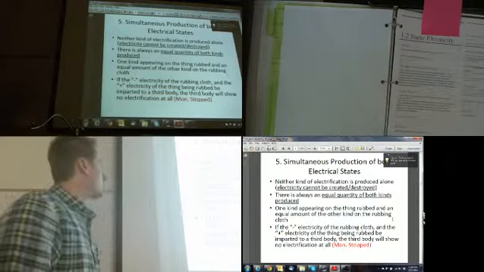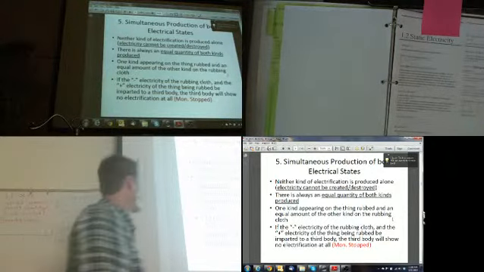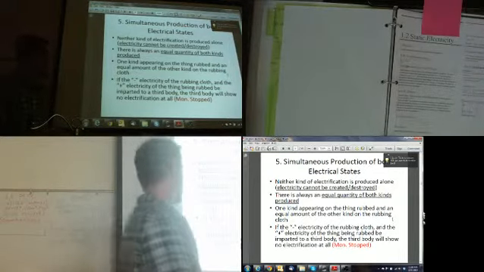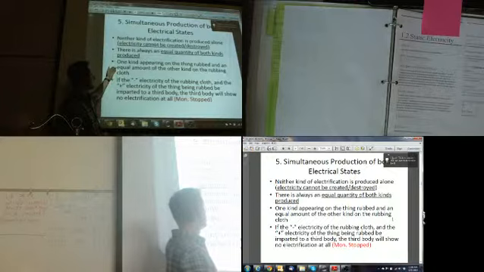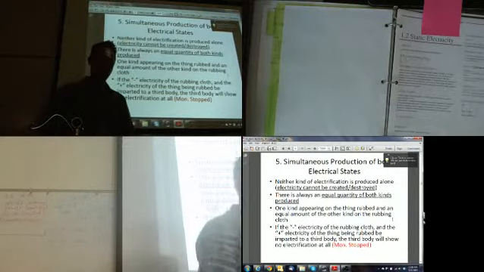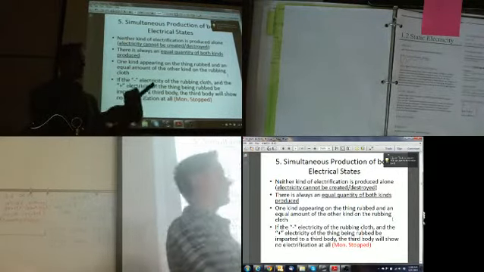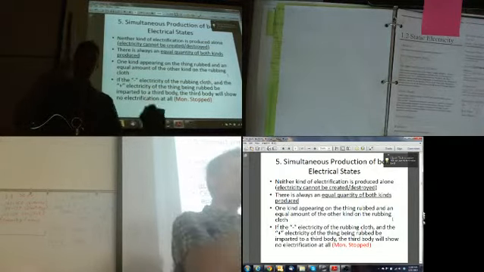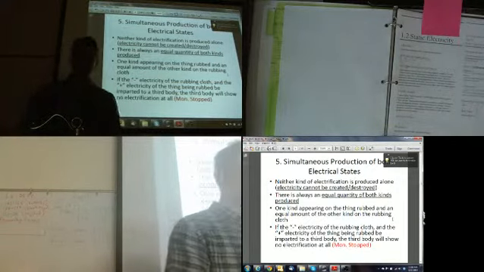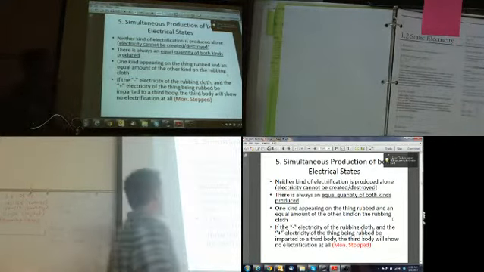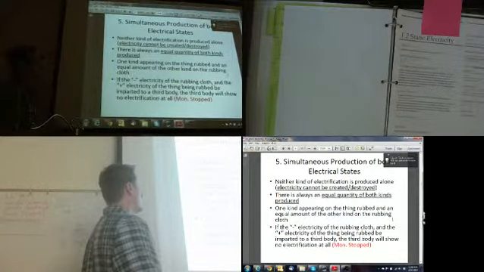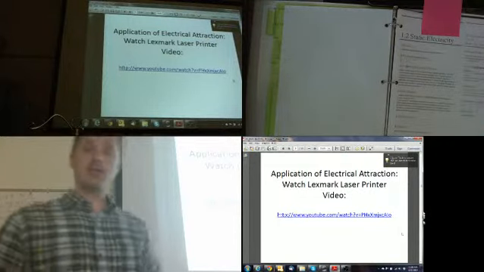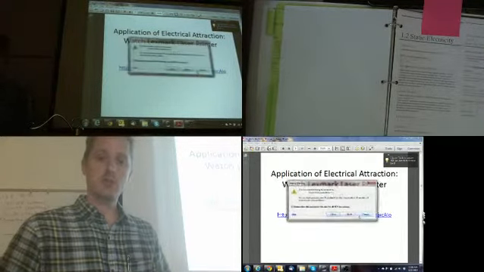So there's always an equal quantity of both kinds produced. One kind appearing on the thing rubbed, just like you discovered. Are these both charged? Yes. This has a positive charge, this has a negative charge. And then when you bring them back together, you can neutralize them back out. The minus electricity of the rubbing cloth, okay, we already talked about that. Okay, this is kind of a neat thing. I'll show this really quick.